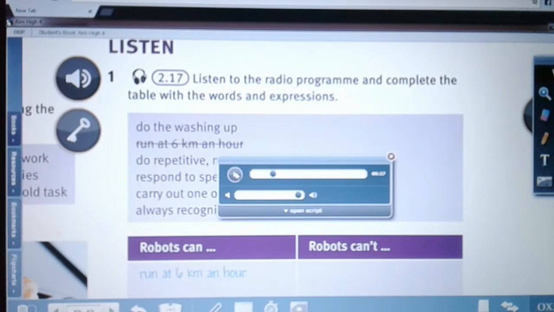Listen to the audio carefully. Unit 7, page 62. Listen. Exercises 1 and 2. Listen to the radio program.